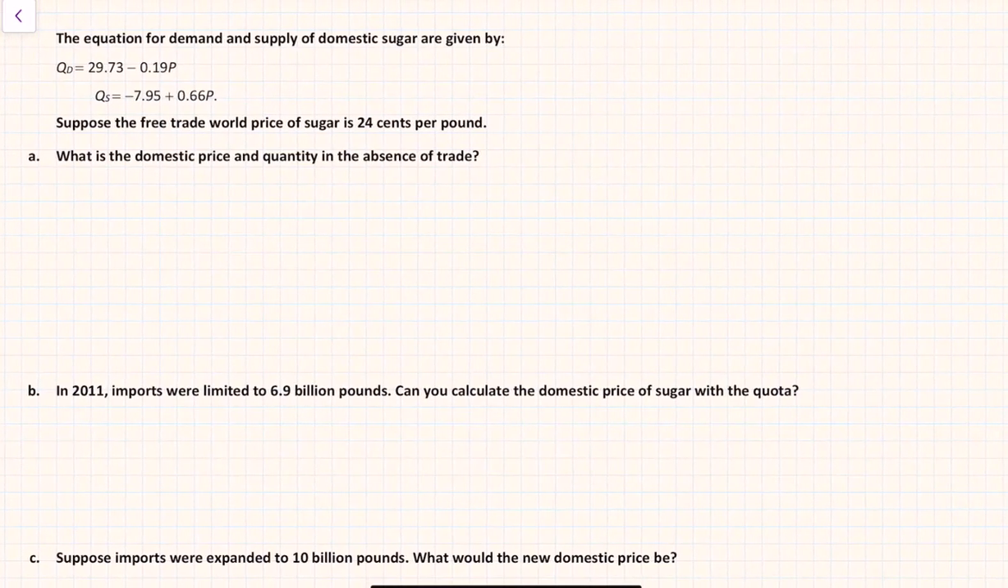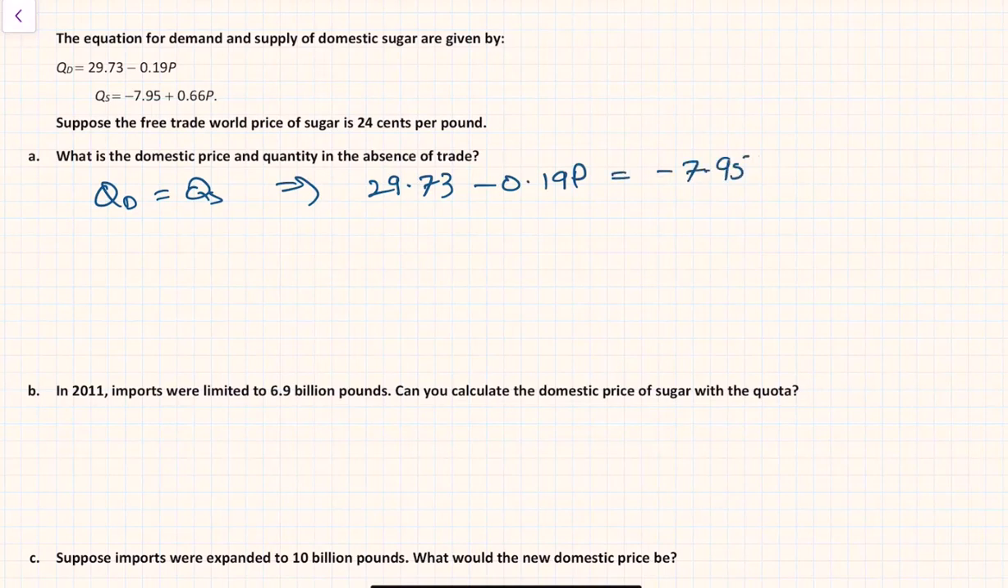In equilibrium, we want demand equals supply. We expect that the quantity demanded equals quantity supplied, which implies that 29.73 minus 0.19p equals minus 7.95 plus 0.66p. And now we can collect our p's on one side and the constants on the other side. If we do that, we get 0.85p equals 37.68.